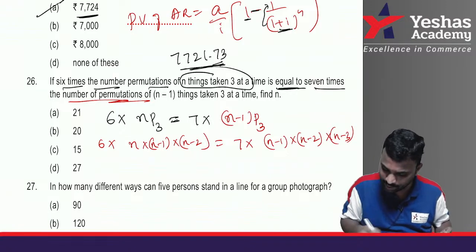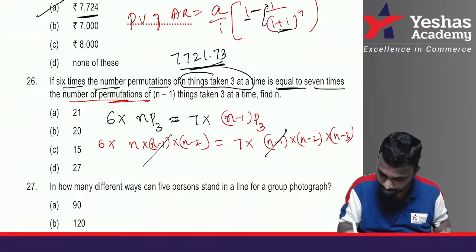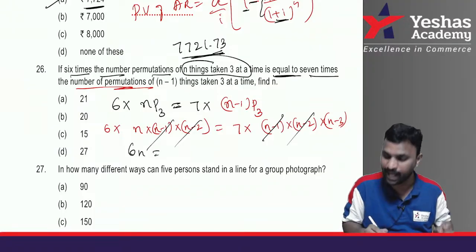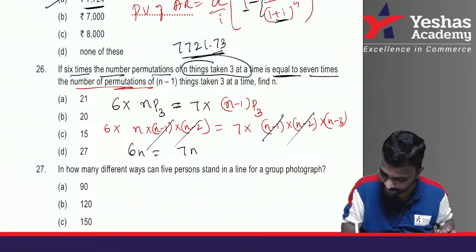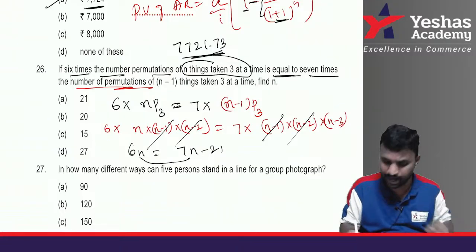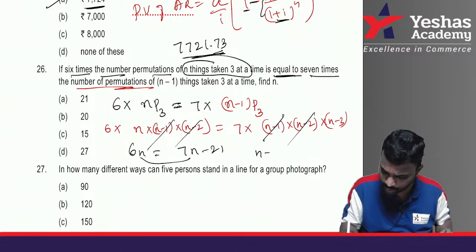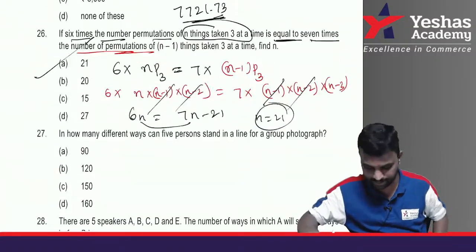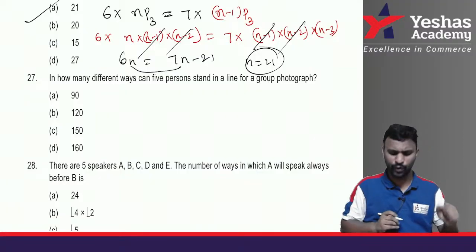Guys, what will get cancelled on both the sides? N minus 1, n minus 2 will get cancelled. So you have 6n on the left hand side, 7 into n minus 3, that means 7n minus 21. Combine n terms together, 7n minus 6n is n, minus 21 becomes plus 21. So n is equal to 21. That means option A is the right answer. Is this clear, everybody?